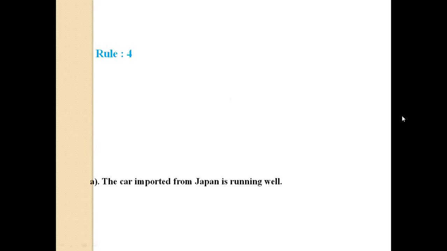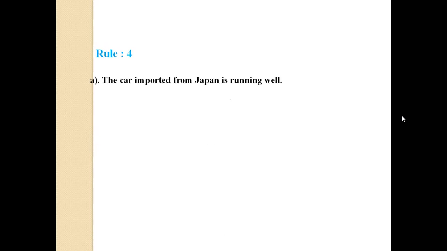Rule 4A, the car imported from Japan is running well. If there is past participle in a simple sentence, it will be turned into complex like this: the car which has been imported from Japan is running well. Here the car is an object, so use which as relative pronoun for car. Then use has been, then rest of the sentence.